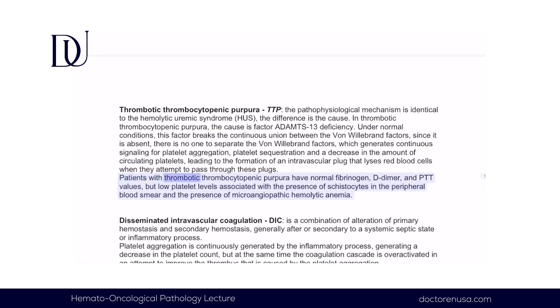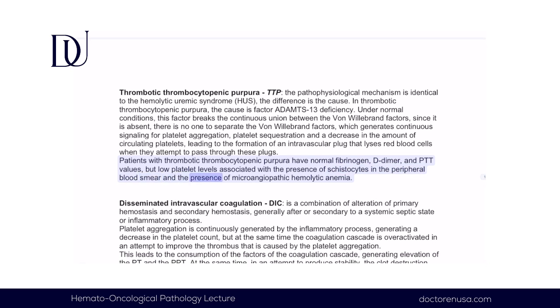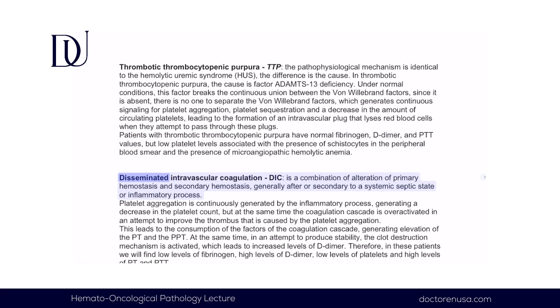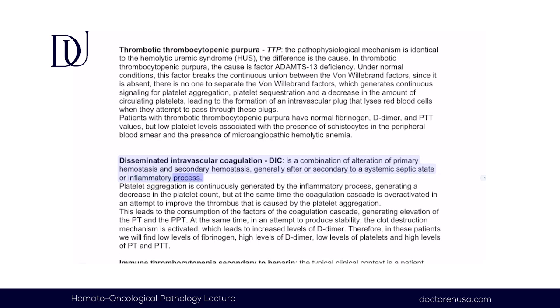Patients with thrombotic thrombocytopenic purpura have normal fibrinogen, D-dimer, and PTT values, but low platelet levels associated with the presence of schistocytes in the peripheral blood smear and the presence of microangiopathic hemolytic anemia. Disseminated intravascular coagulation, DIC, is a combination of alteration of primary hemostasis and secondary hemostasis, generally after or secondary to a systemic septic state or inflammatory process.